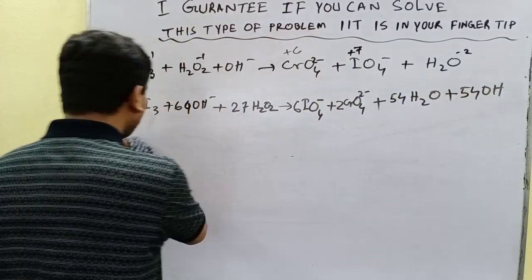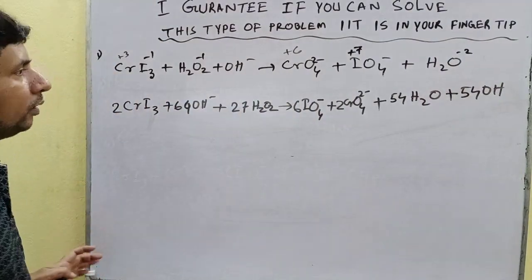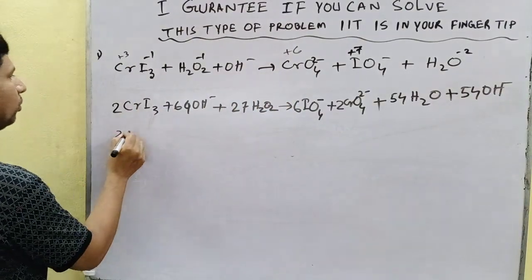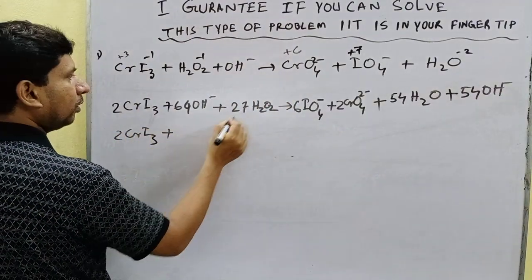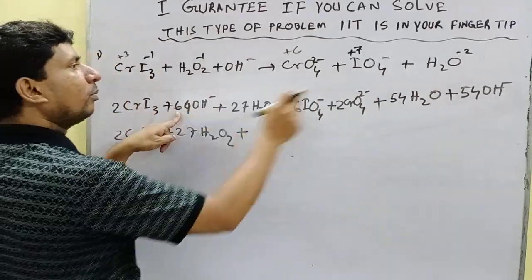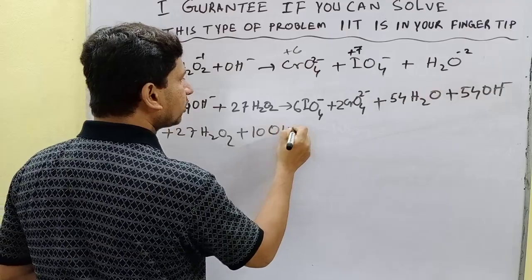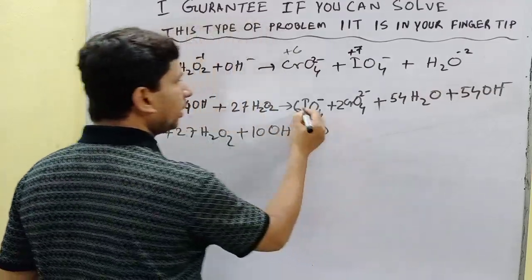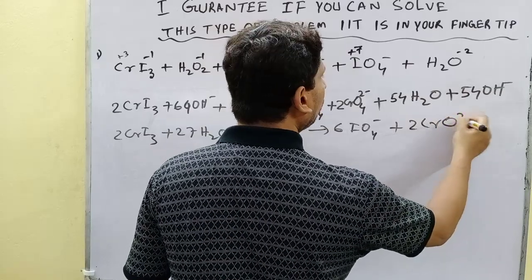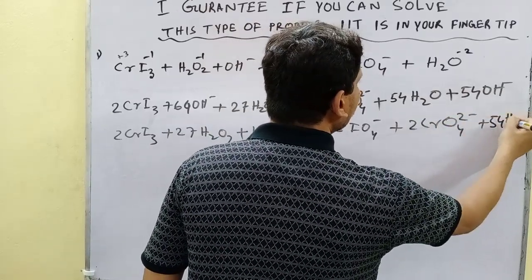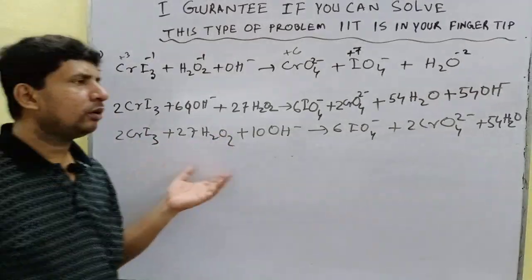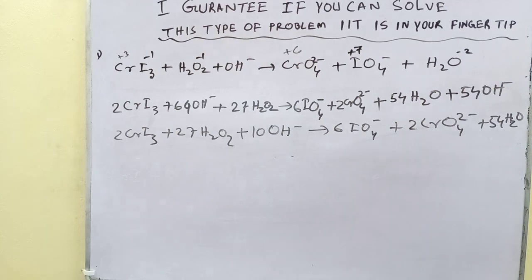So the left hand side and right hand side must be equal. Then what happened? There is 64 OH minus, there is 54 OH minus. Then 2 CrI3 plus 27 H2O2 plus 64 minus 54, that is 10 OH minus. From here we will see 6 IO4 minus plus 2 CrO4 2 minus plus 54 H2O. So this will be the equation. So this is the balanced equation for this redox reaction.